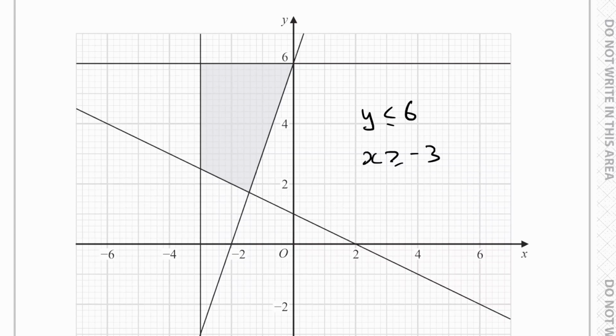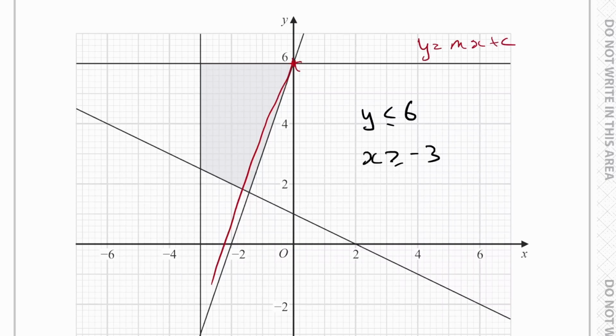So for the first one, to work it out, basically you need to work out the gradient of the line. So let's just highlight one of the lines. We're going to work with this one, and remember we can write our straight line formula: y equals mx plus c. So c is going to be plus 6 because that's the y-intercept, and then m is going to be the gradient.